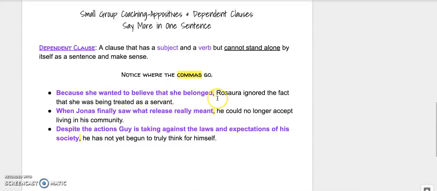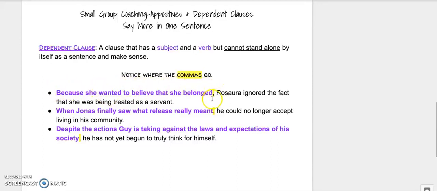So this part that's in black, that's the independent clause. Another word for independent clause is a sentence. This is a complete sentence that could stand alone by itself. Rosaura ignored the fact that she was being treated as a servant. Done. Complete sentence. But if I want to add a little bit more to that, adding this dependent clause is a really nice way to do that.